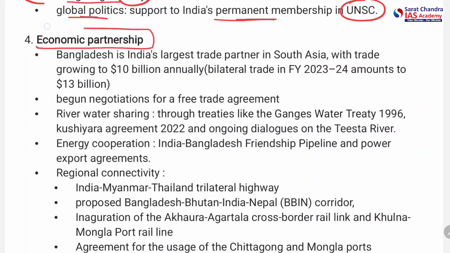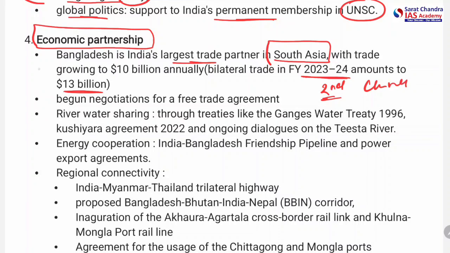Next is the economic dimension of cooperation or convergence. India and Bangladesh had $13 billion of trade in 2023-24. Bangladesh is the largest trade partner of India in South Asia, while India is the second largest trade partner of Bangladesh in Asia after China. So economically they are convergent with each other. The second important point is that India and Bangladesh are discussing a free trade agreement, which is under negotiation.